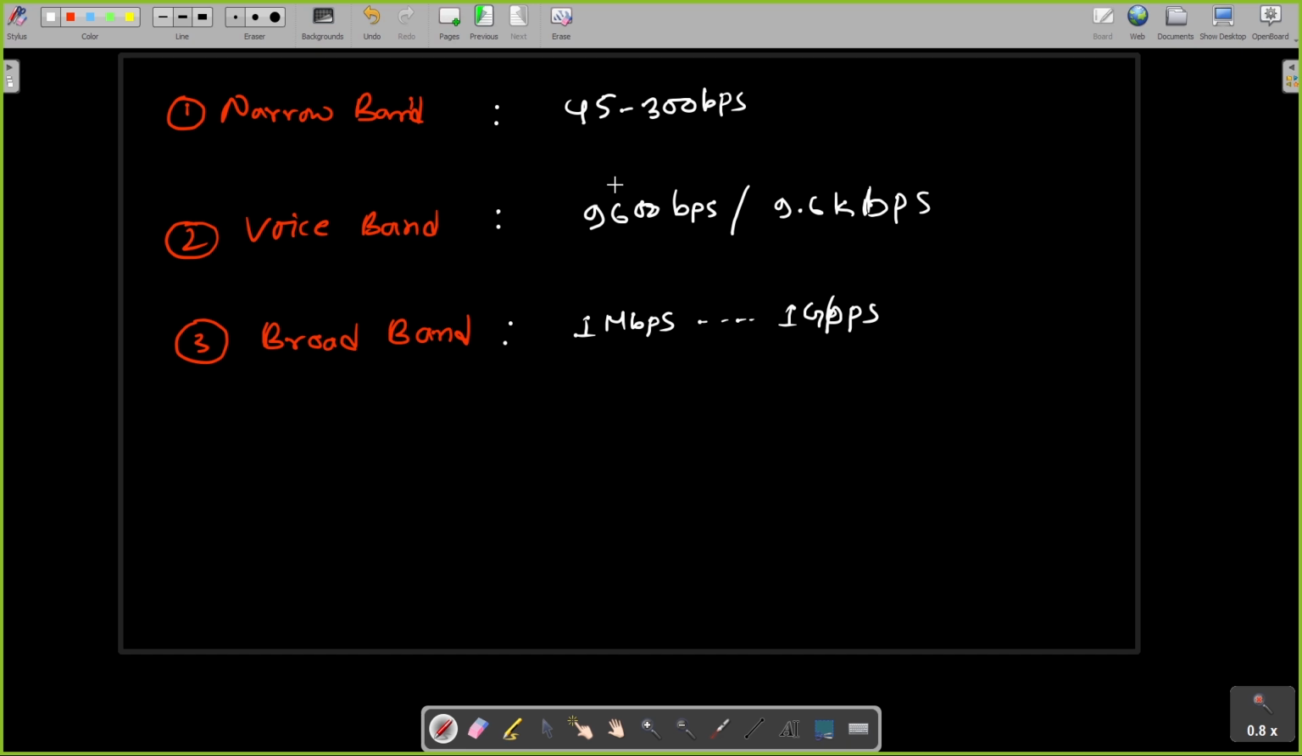So narrowband speed is a very slow speed. We have 45 to 300 bps only. We used this speed when we were using the telegraph, or when the network was first invented, when we were just trying to communicate our basic or very important data. Like if you want to transmit an application to the Bangladesh High Commission or the US High Commission, then the letter contains text only. This kind of text is a very small size.